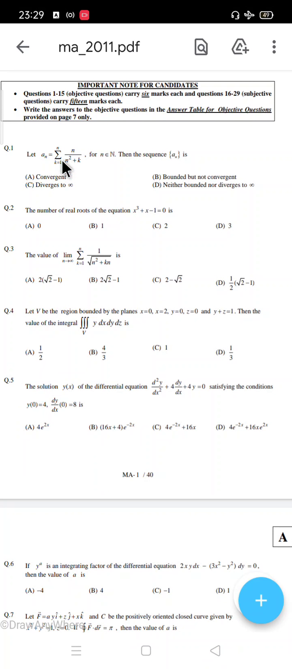Okay. The first one is En equal to summation k equal to 1 to n of n upon n square plus k. So I can make this of this form. Let us multiply and divide by 1 by n. Then this will be summation n square upon n square plus k, and I can write it as, if I divide by n square.